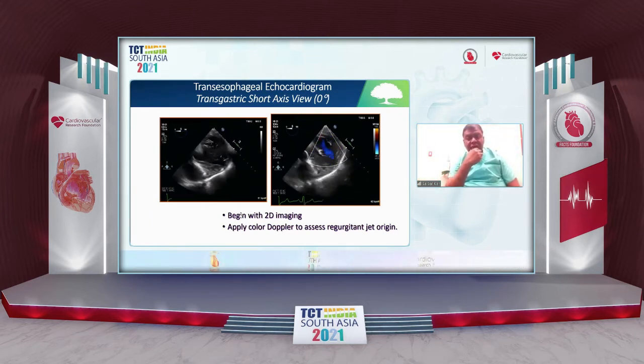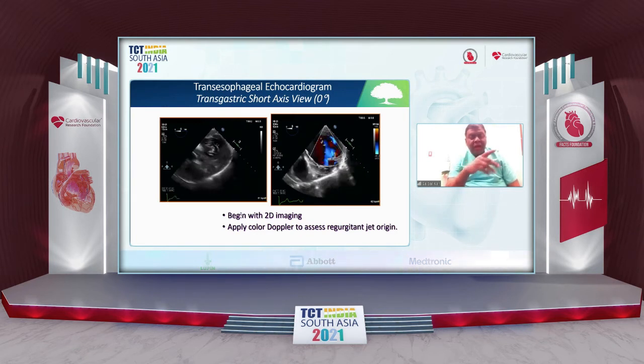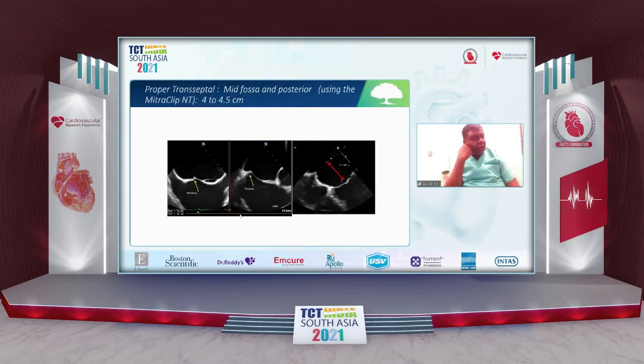It also gives you an idea of where the MR jet is arising from. This is usually the first view that we do. Nowadays, we tend not to use this view that much because we can use multiplanar imaging and get this view directly. So second that I want to talk about is the transeptal puncture views.